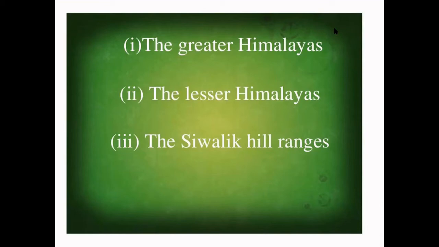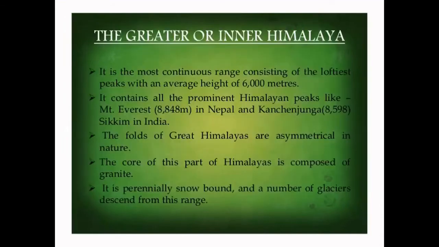Okay. So we'll talk about the Greater Himalaya or Himadri. Now, it is the most continuous range, which consists of the loftiest of peaks, and the average height of this mountain range, Himadri, is 6,000 meters. It contains most of the Himalayan peaks. So most of the peaks that are there in the Himalayas are all over here, from Mount Everest to Kanchenjunga, all of them fall in this mountain range.